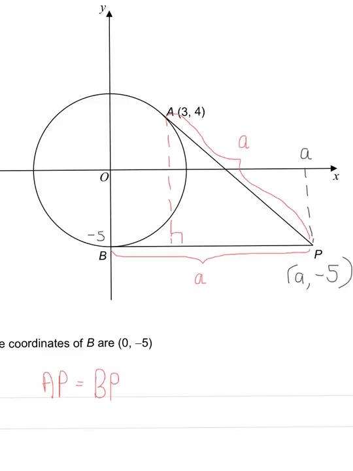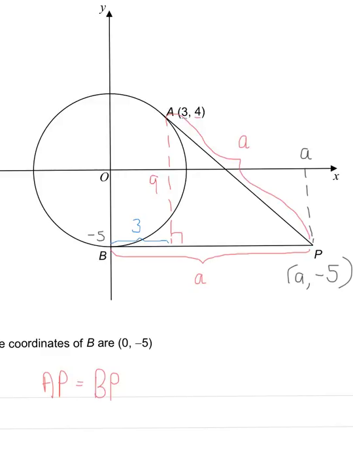Now what is this vertical distance here? Now the y coordinate of A is 4, and I know the y coordinate of B, so of this point as well, is -5. So this distance here is the difference between 4 and -5. So that distance there is 9. Now I also know this little distance here. What's this little blue distance that I've just drawn? It's 3.